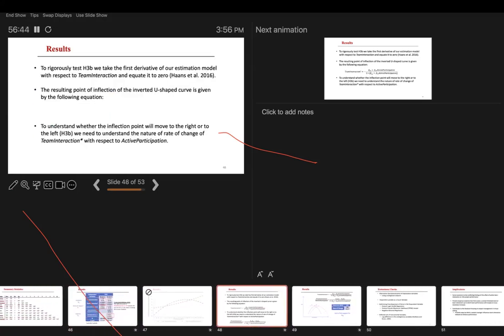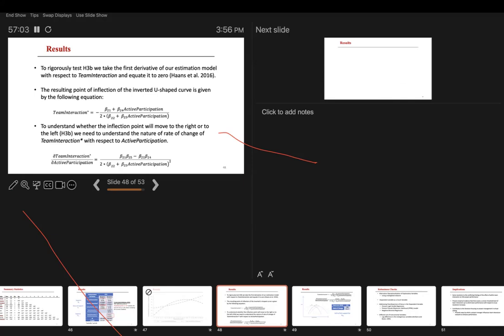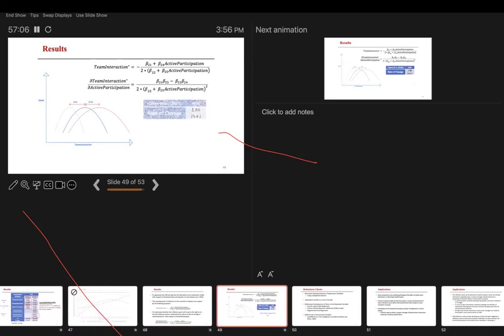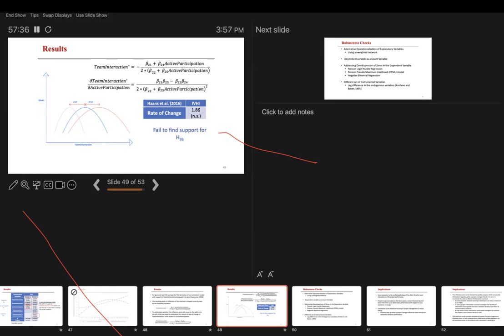For that, we had to take the first derivative of the estimation model with respect to team interaction, set it to 0, and that results in an equation like this. Then we had to take the second derivative, this time with respect to active participation, and that is tested for different values. We have a test which can be done on that second derivative to capture whether it's significantly moving the curve, and we do not see a significant level. So we don't see a shift in the inflection point to the right, and we cannot find support for our hypothesis H3B. We only found support for H3A. So only flattening happens. Two hypotheses were supported and two were not. H1 and H3A were supported.